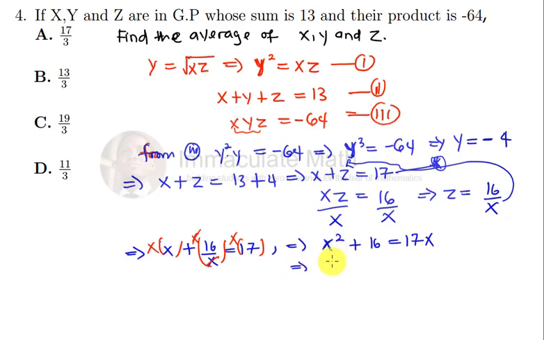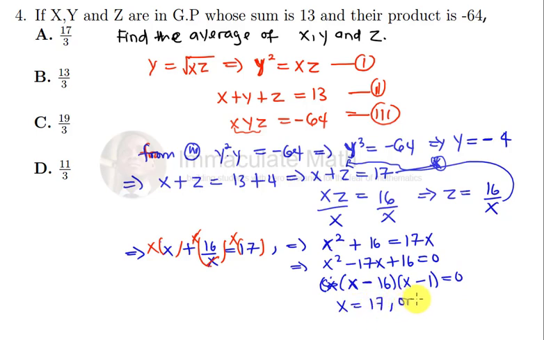So now from here you can easily see that this is x squared minus 17x plus 16 to be equal to 0. And it is very easy for you to see that if I factorize this, I'm going to have (x minus 16), then (x minus 1) to be equal to 0. That means x is equal to 16 or 1.